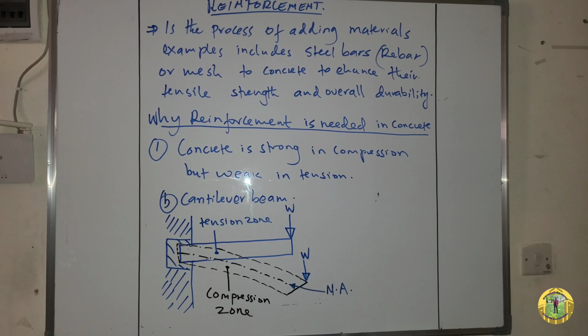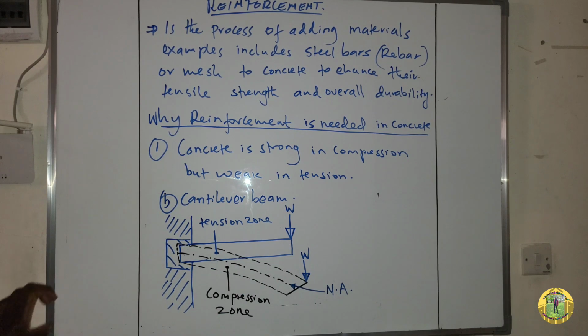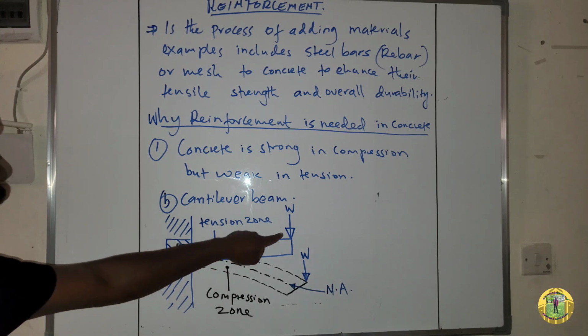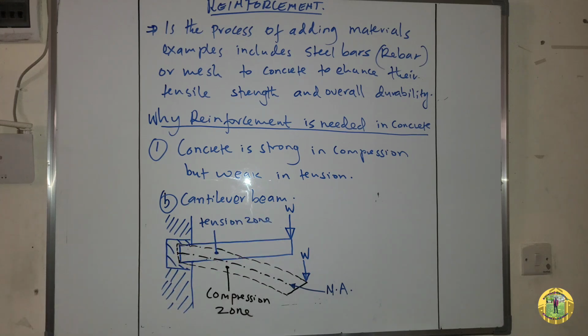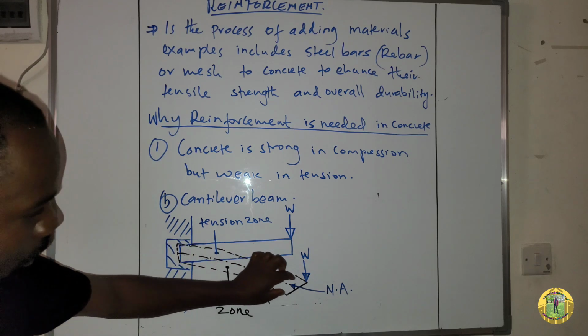So this is a cantilever beam. A cantilever beam is a beam which is permanently fixed on one side and hanging on the other side. As you can see here, it's permanently fixed, but it is hanging on the other side. So if we introduce a load, which is W, at the hanging side, this is how the beam will bend.